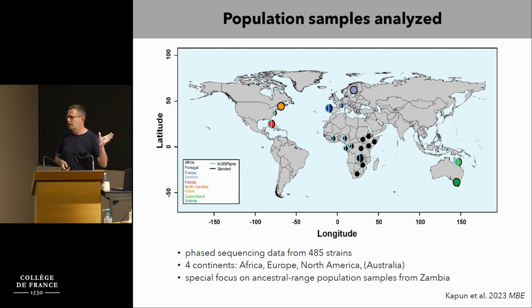So here are the population genomic samples that we have analyzed, both published and unpublished, all phased sequencing data so that we can look at haplotypes. In total, we looked at data from 485 strains on 4 continents: Africa, Europe, North America, and we also had some published data from another group from Australia. These data from Australia, however, are based on read sequencing data, so in terms of resolution, they're not that amazing. So for some of the analyses I'm going to show you, we had to leave these data out. A special focus of interest was to look at the ancestral range population samples from Zambia, because that's where this inversion presumably originated.